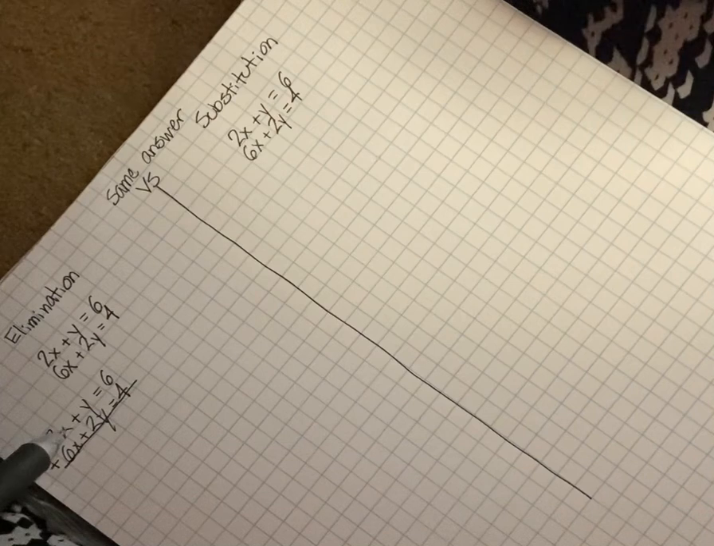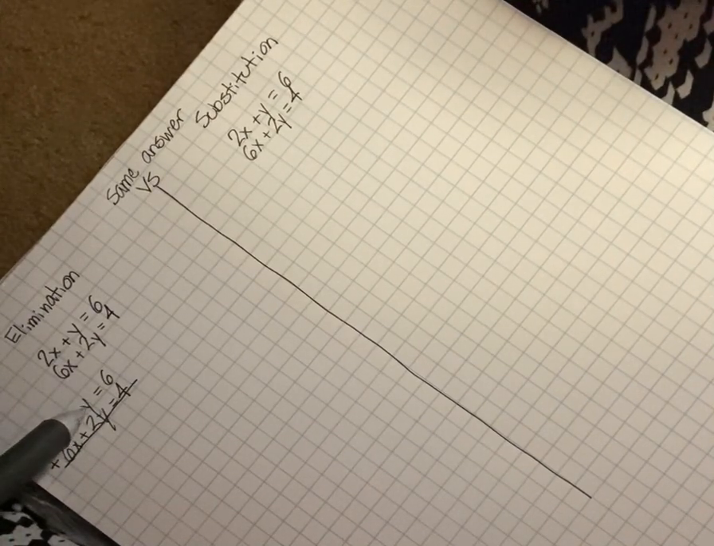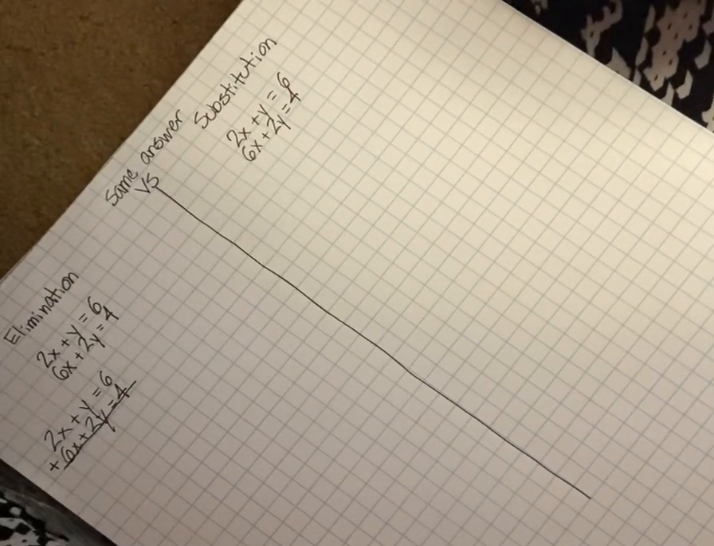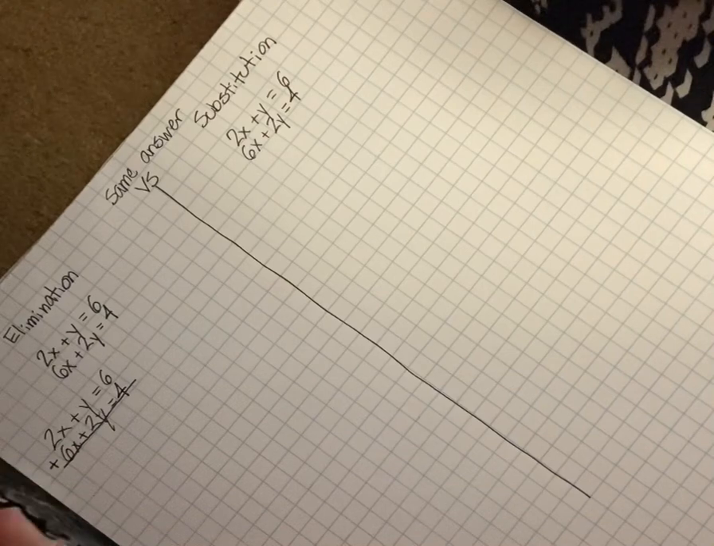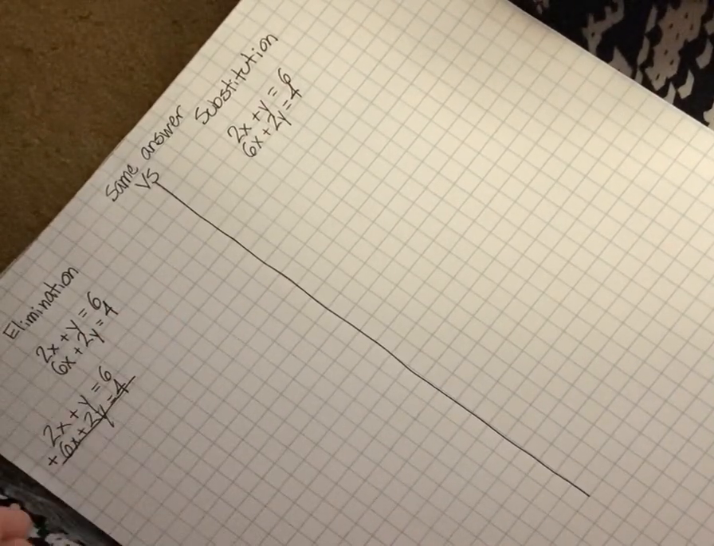So right now we've got 2x and 6x. They don't match. We've got a positive, that's an invisible 1, y, and a positive 2y. Those don't match either. So what we have to do is manipulate one or both of these equations so we can eliminate a variable.